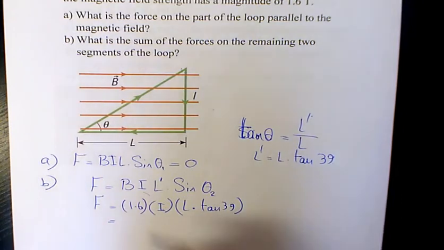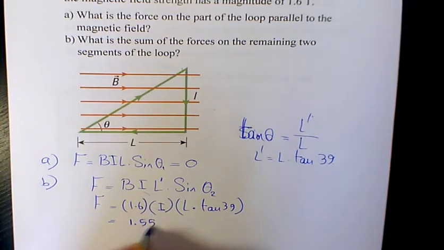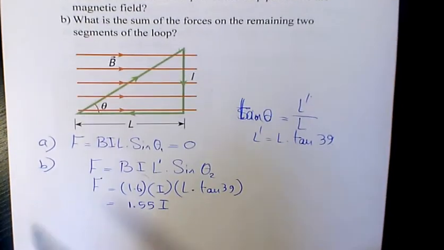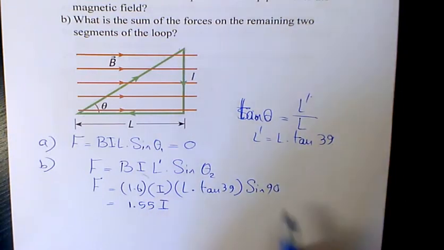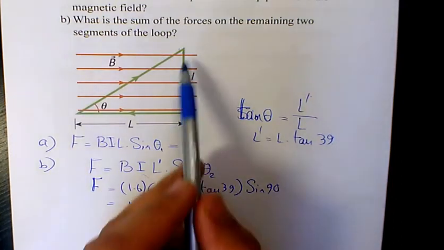So we have 1.6 times L, which is given, that's 1.2, times tan 39 times I, so that's 1.55 I. That's the force on this side. And we already know sine theta 2 is sine 90, which is going to be just 1. So that's going to be the magnitude of the force on this side.